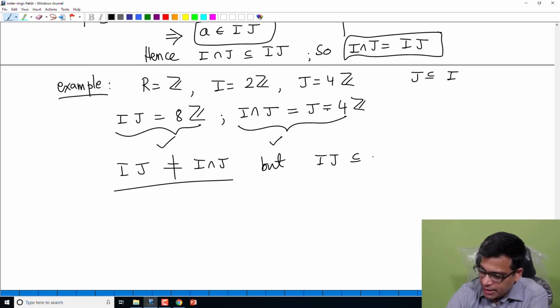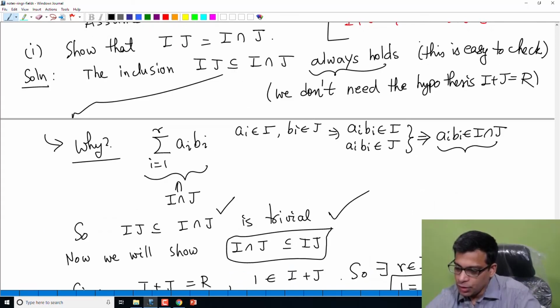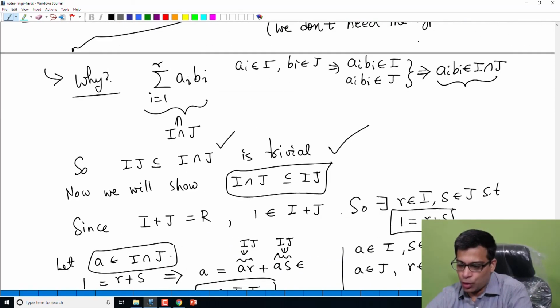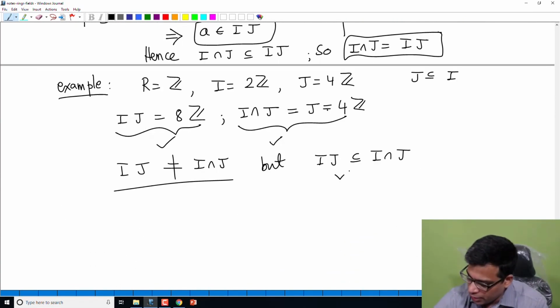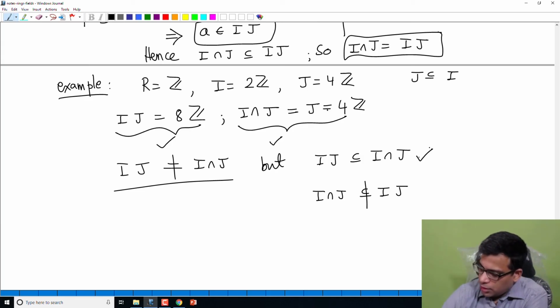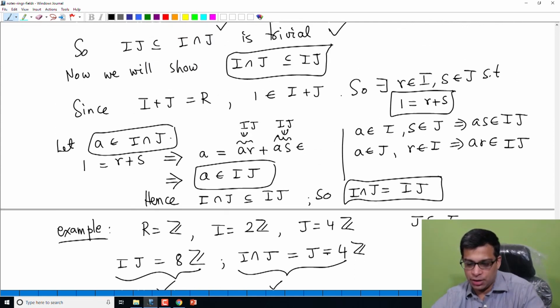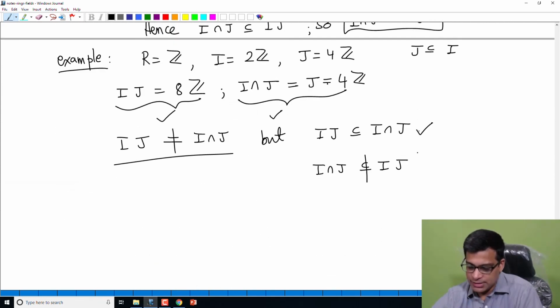IJ, which is 8Z, is contained in I intersection J. What always holds is that the product is in the intersection. That we have. What we don't have here is I intersection J is contained in IJ. So this does not happen, but this inclusion always holds. And the question is, why does the argument in the problem not work?